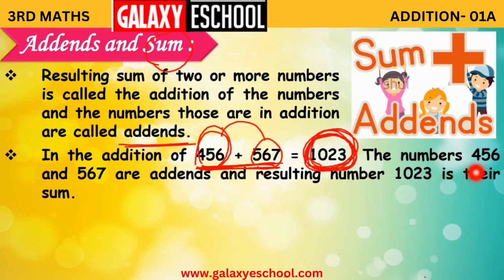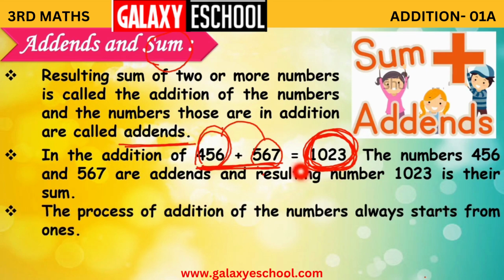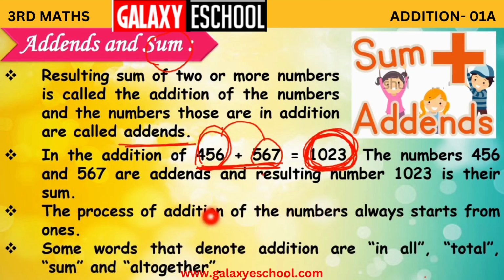When we add two or more addends, the result is called the sum. The numbers 456 and 567 are addends. See, these two numbers are addends, and the resulting number 1023 is their sum. How did we get this number 1023, children? By adding. So this is called the sum, and those two numbers which we have added are called addends.